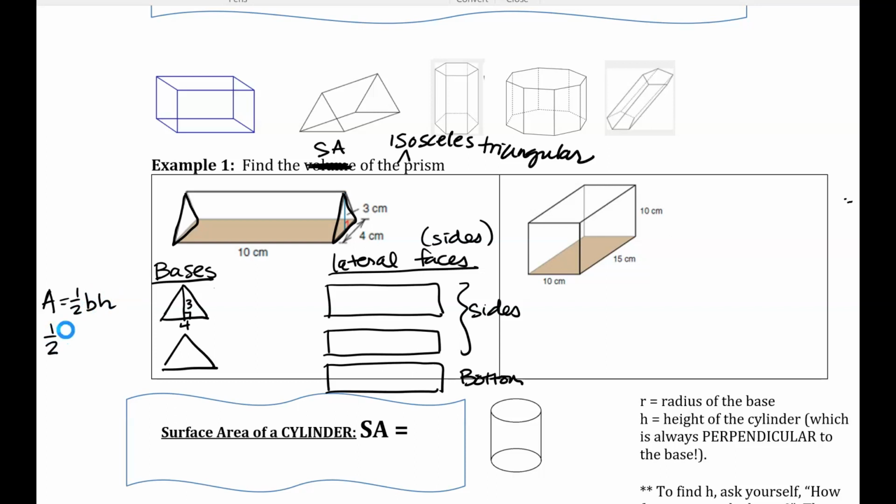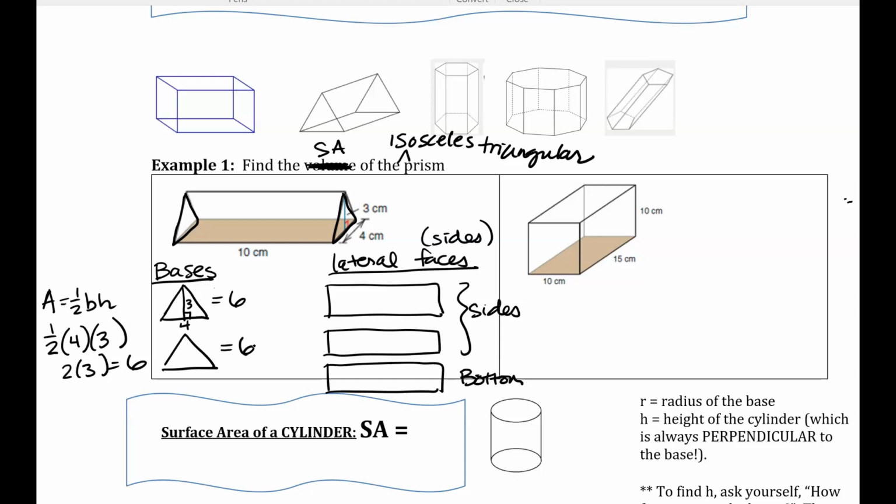So I'm going to say 1/2 times the base, which is 4, and the height, which is 3. And so I get 1/2 of 4 is 2. 2 times 3 is equal to 6. So I know this has an area of 6, and then this has an area of 6. Then let's go to the sides.